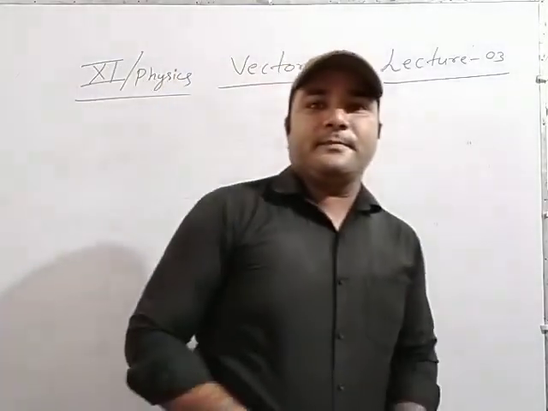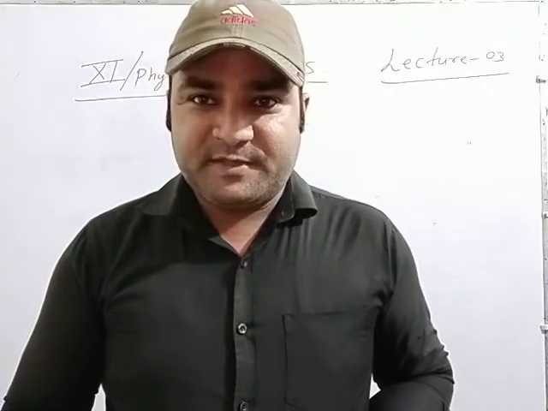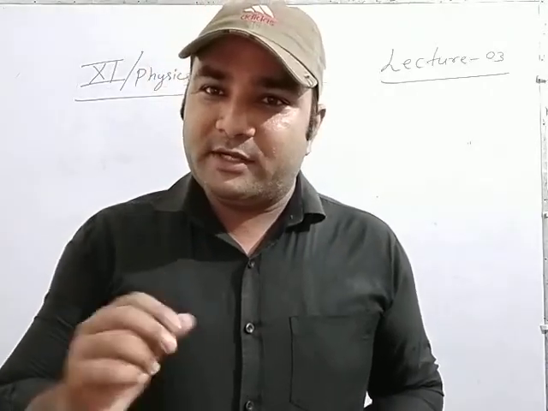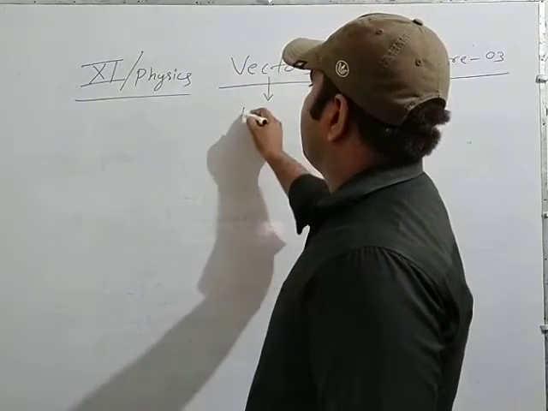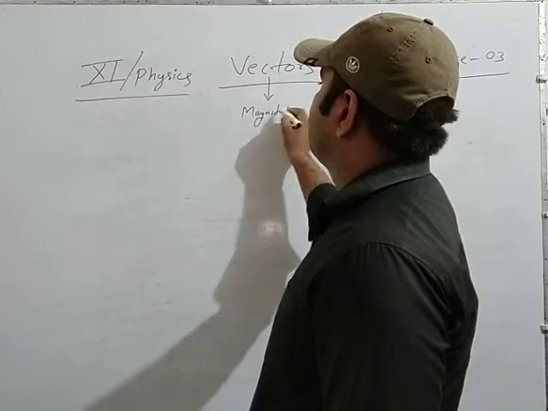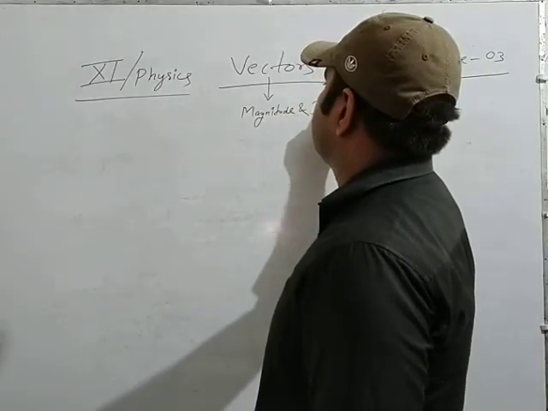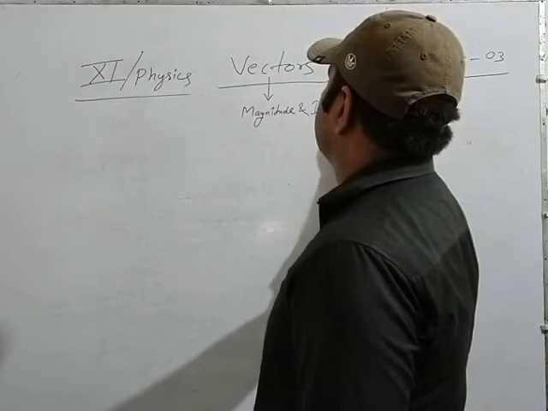Vectors generally, the concept of a physical quantity having magnitude and direction both. Vector means magnitude and direction both.